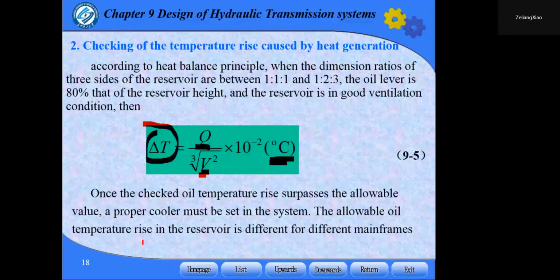The allowable oil temperature rise in a reservoir is different for different machines. Generally speaking, the allowable oil temperature rise T in the reservoir is usually between 25 and 30 degrees for machine tools, and 35 to 40 degrees for engineering machinery.